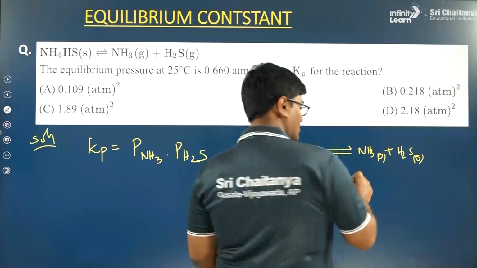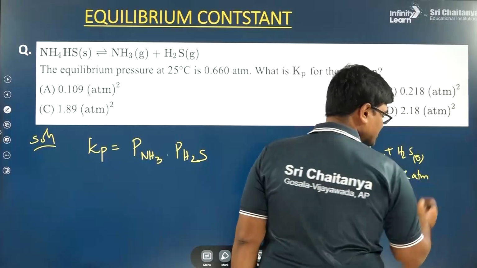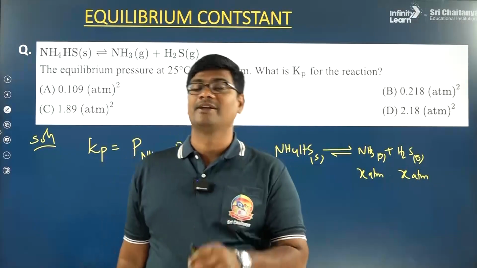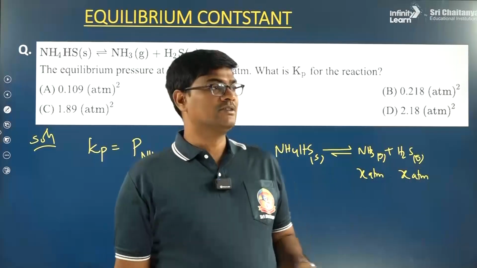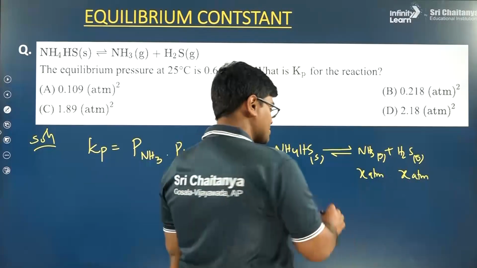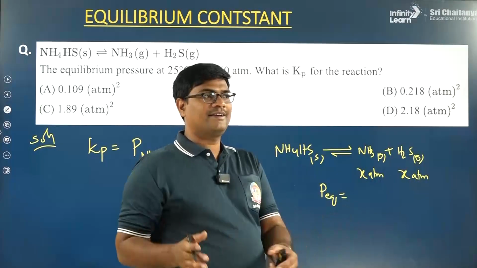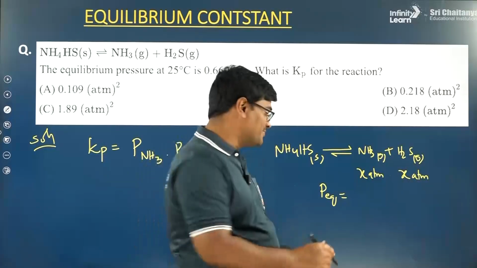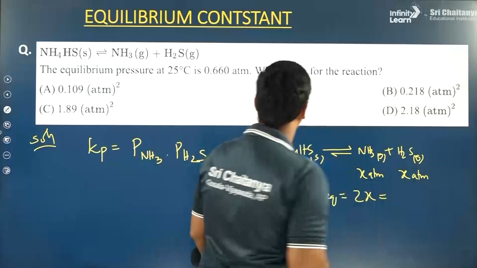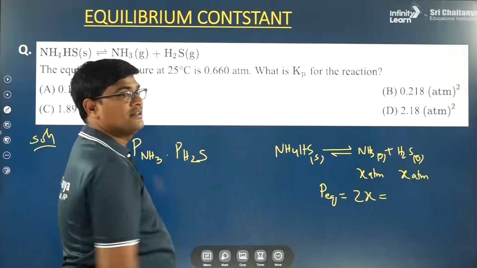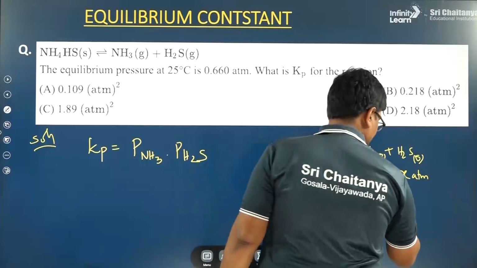Let us take the ammonia pressure as x atmospheres. Obviously the H2S pressure also becomes x atmospheres. So both become the same value. That is the very important point that you need to know to solve this problem. Since both pressures become equal, what is the total pressure? The equilibrium pressure is equal to x exerted by ammonia and x exerted by H2S. Therefore x plus x becomes 2x. So what is this 2x value? They have mentioned it as 0.660 atmospheres.